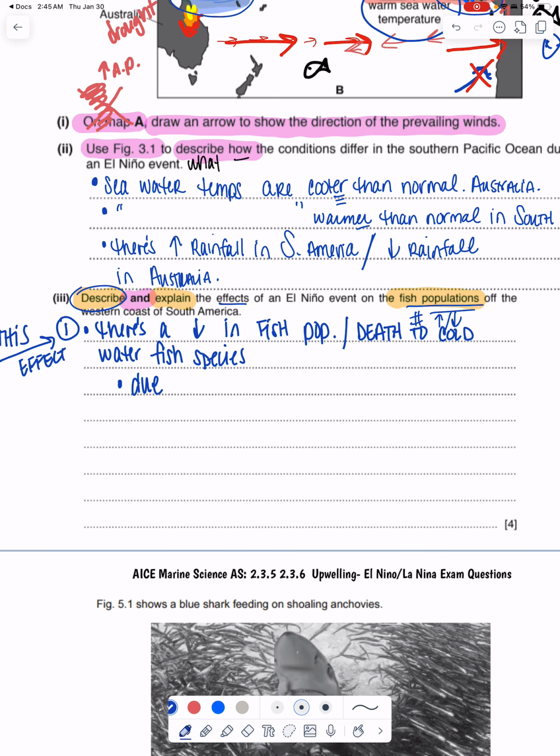All right. And this is all going to be because there's, we could talk about the weather. We could also talk about a lack of upwelling due to lack, and it doesn't have to go in this exact order, of nutrients to the surface, causing less upwelling.